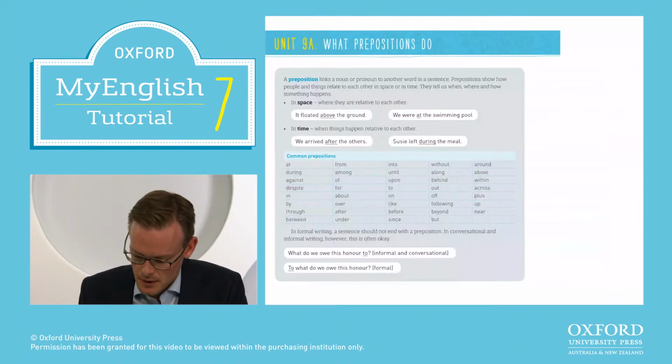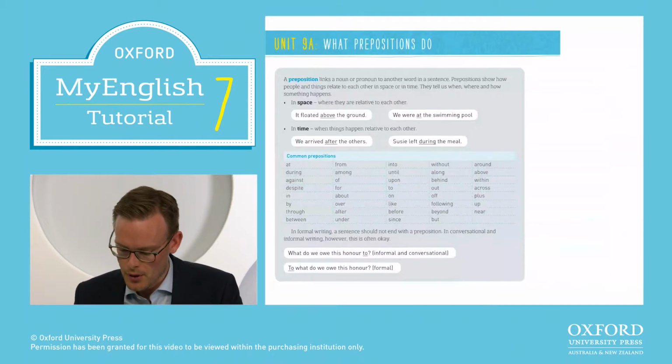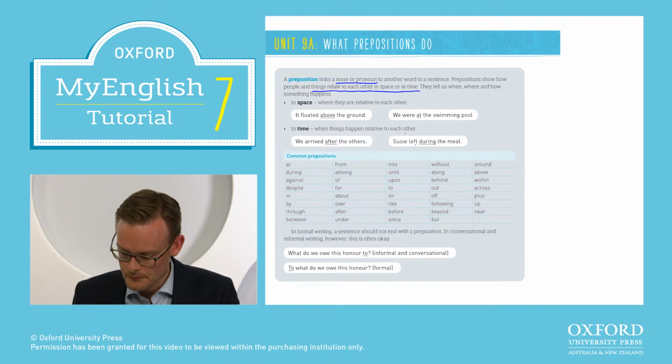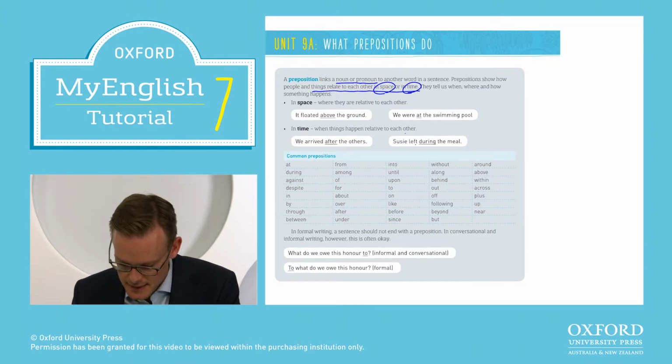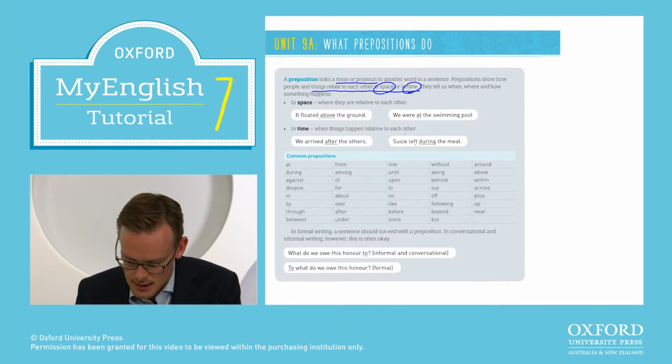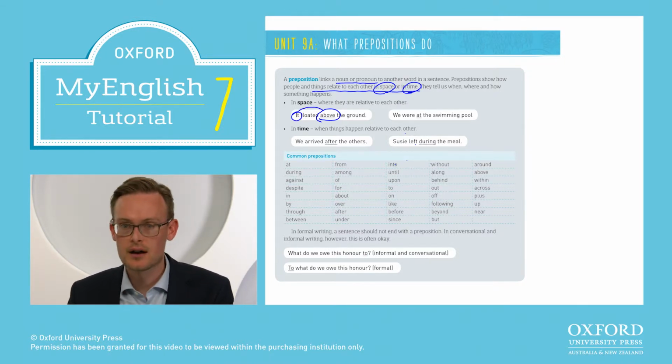A preposition is used to link either a noun or a pronoun to another word in a sentence. And the thing that they show us is how these things relate to each other either in space or in time. They tell us when, where, or how something happens. If we look at a couple of prepositions of space, it floated above the ground. The preposition in that sentence is above, and it tells us the way that it, whatever it might be, floats in relation to the ground.